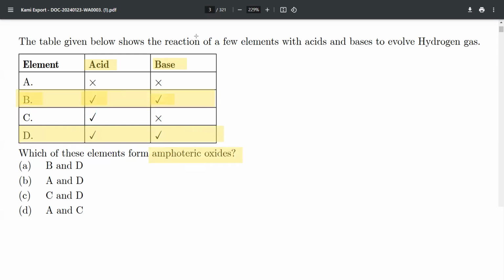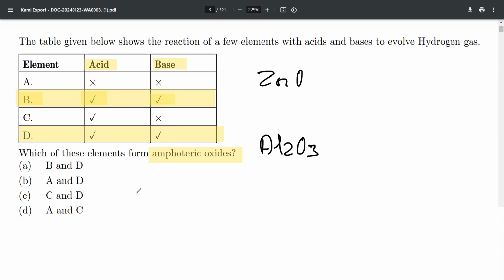Now, what you should know is that amphoteric oxides are those metal oxides which react both with acid as well as base to give salt and water. So there are a few examples you can take. That is, zinc oxide is one such metal oxide, and then there is aluminum oxide, that is Al2O3. These will react both with acid as well as base to give salt and water.